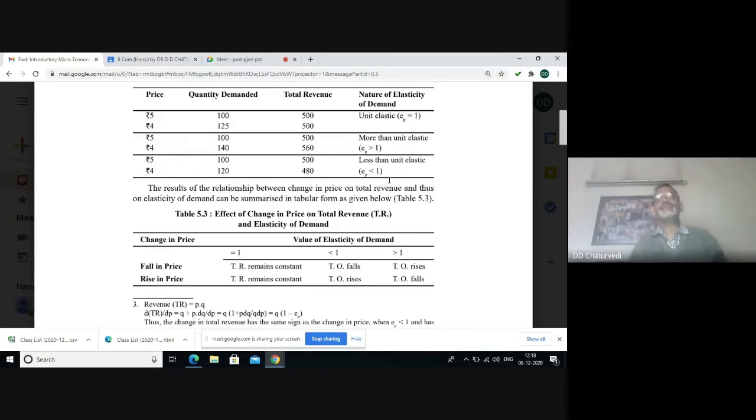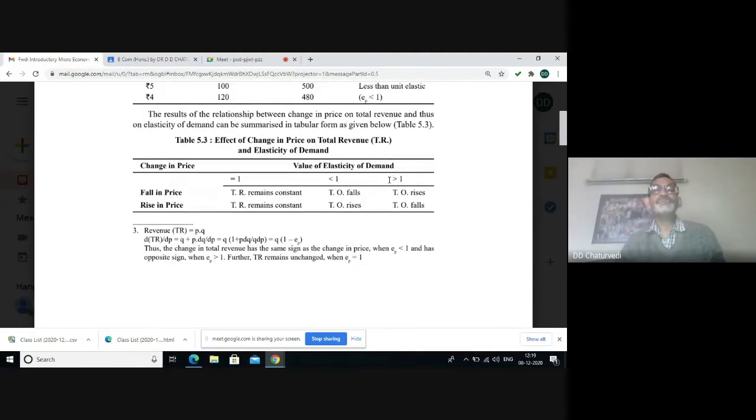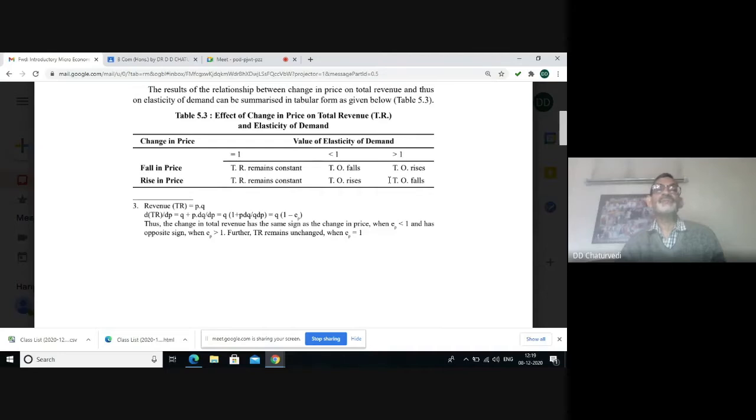The third case, the quantity demanded rises by a smaller percentage or proportion for a given fall in the price. As a result, the total revenue falls. It is a case of less than unit elastic demand. So in this case, price and total revenue move in the same direction. The relationship between change in price and total revenue, and hence elasticity of demand, has been summarized in tabular form through table number 5.3.